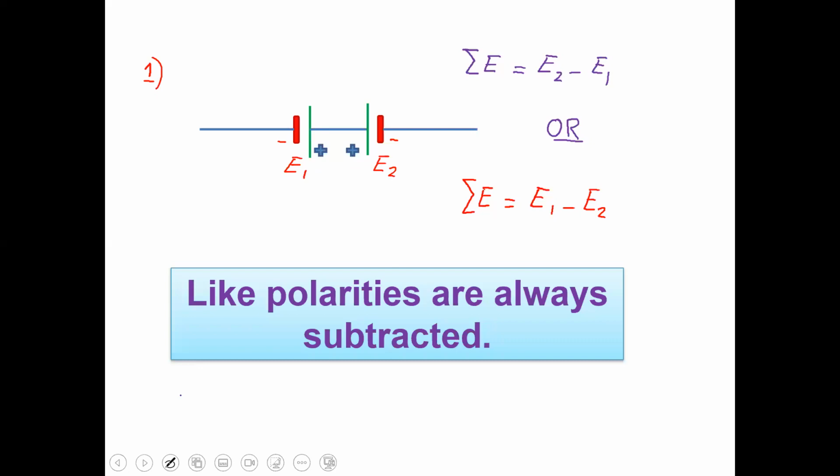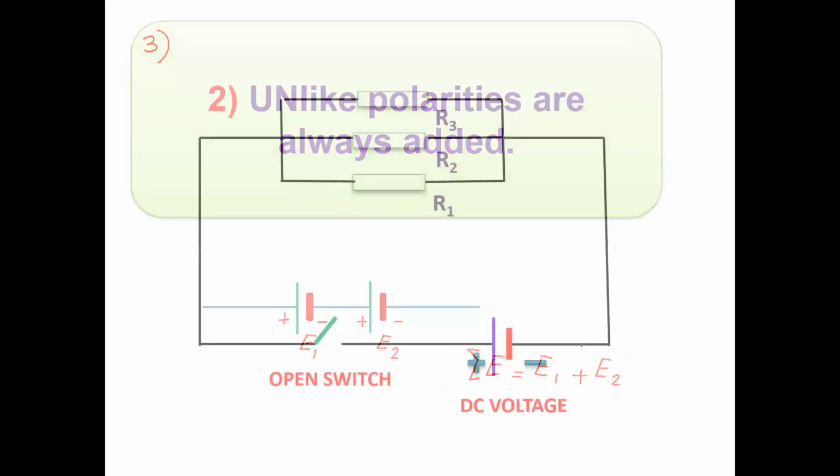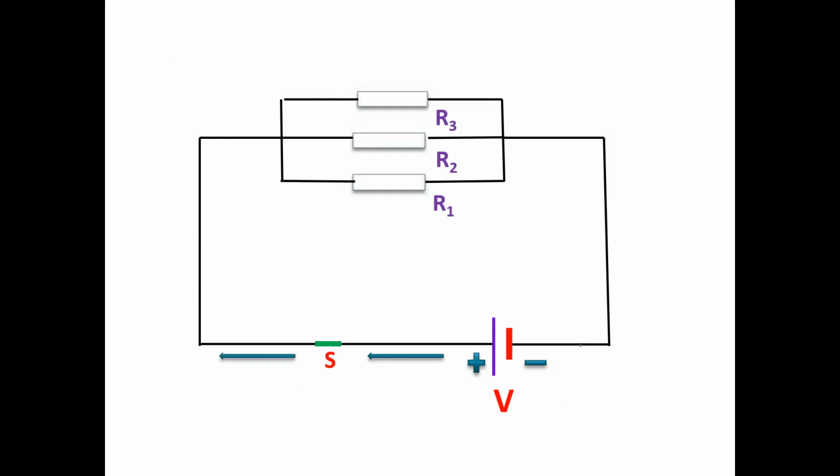So that is the first rule. Second, unlike polarities are always added, which is called the right polarity, minus to plus. Then the EMFs are added. Number 3: look at the third one. Now this is a parallel circuit and the switch is open. I have closed the switch, so look carefully at the movement of current. No need to copy it, but look at the current.